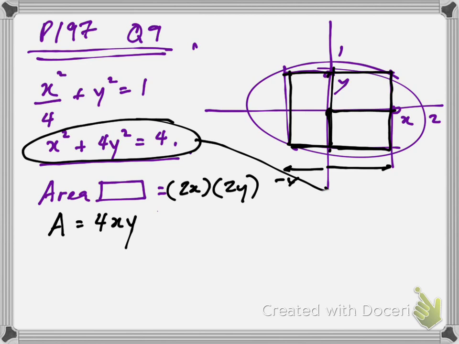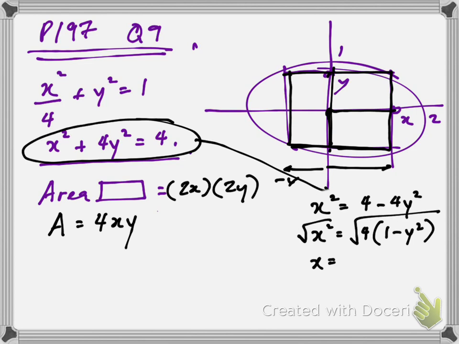So I am going to go x squared is equal to 4 minus 4y squared. And if I square root that, I end up with, but actually, I can just take 4 out, can't I? I can go x squared equals 4 times (1 minus y squared). And then I square root, I end up with x equals 2 square root of 1 minus y squared. Yeah, I told you it's going to be a little bit tricky.